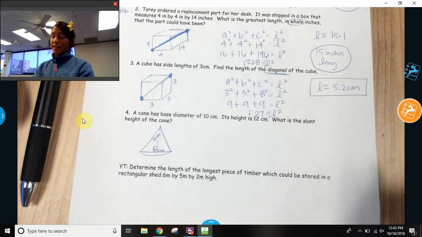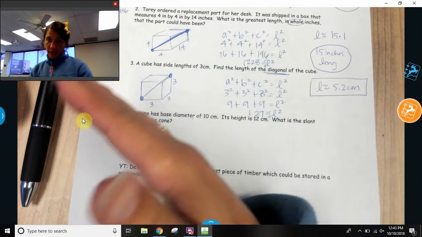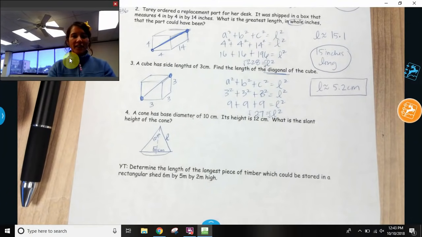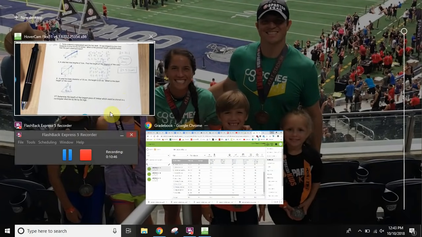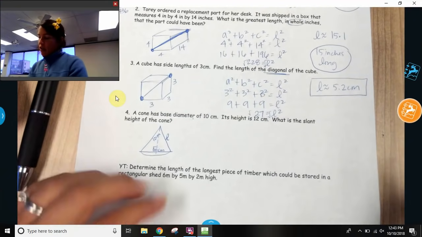What is the slant height? So over here we have our slant height because it's slanted. That should make sense. The slant height is slanted. It's not straight up and down. Now, what is the slant height?